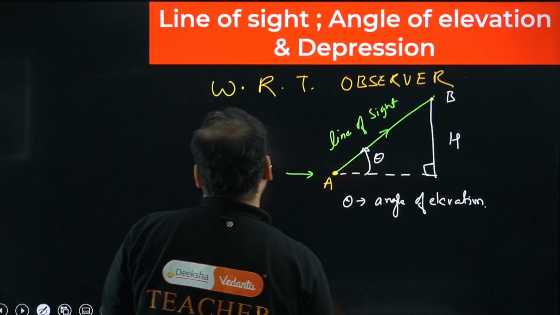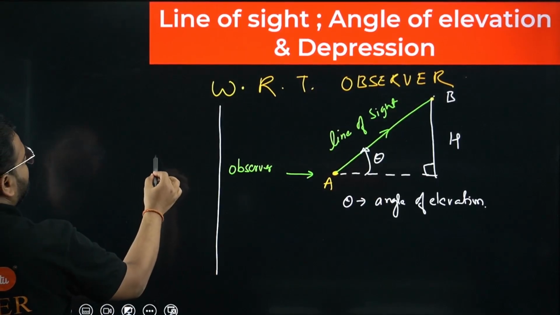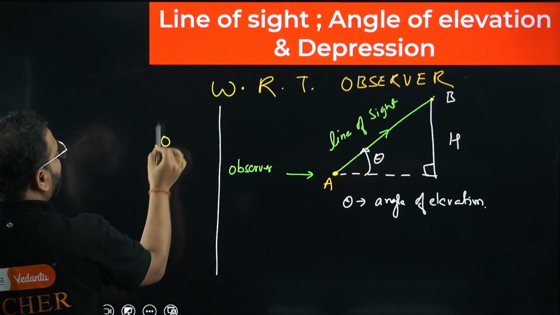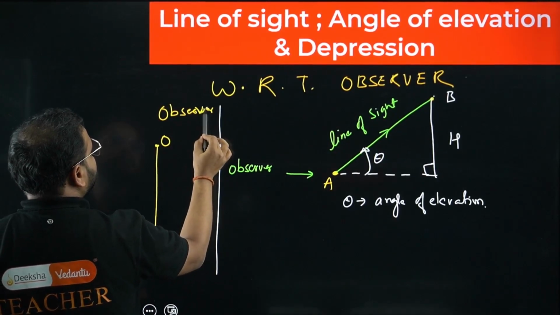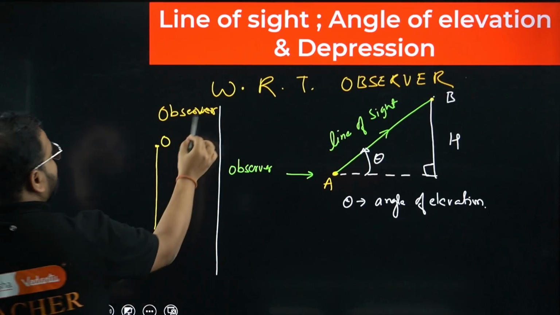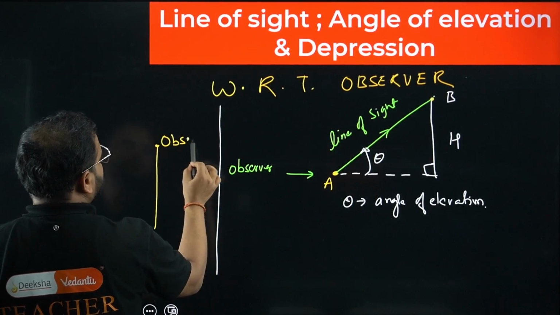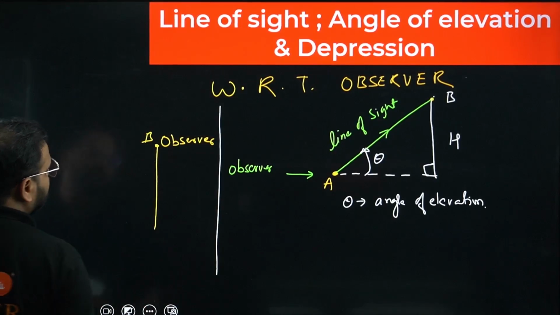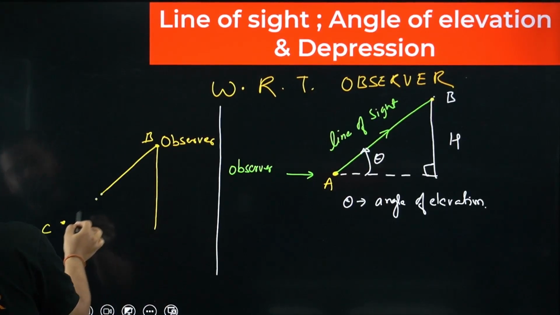But if I reverse the case, it means this time the person is on the top of a building. Let's say the observer is over here. We'll call this point O. What is this point? Observer. The observer is placed at this height. I can write over here only. Observer. Let's call this point B only, no problem. The observer is over here and the object is placed at the ground level, let's say over here. I'll call this point C. Then I can join this line.